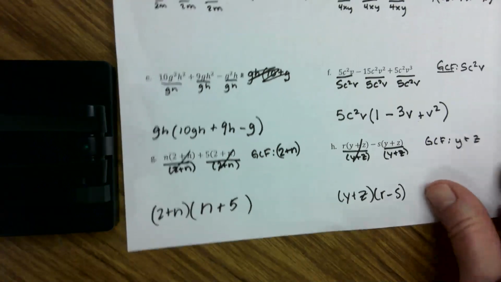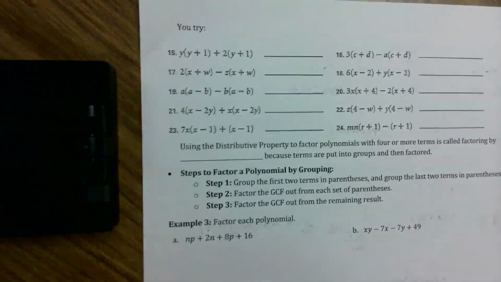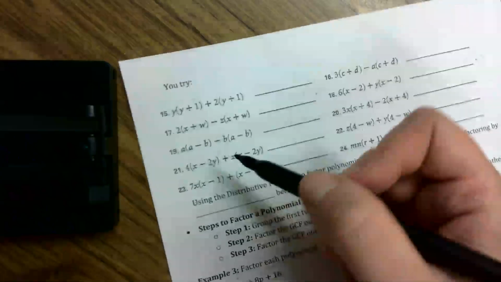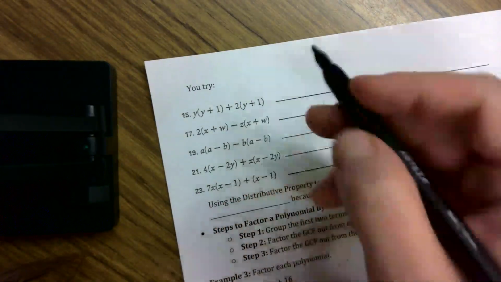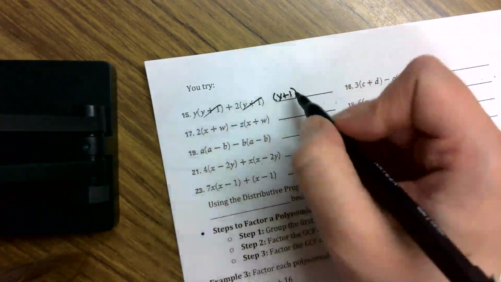Okay. Now I want you to try some of those on the back. So pause the video, try 15 through 24, and then see if you're correct. So there's y plus 1 in both. When I remove it, you're left with y plus 2.